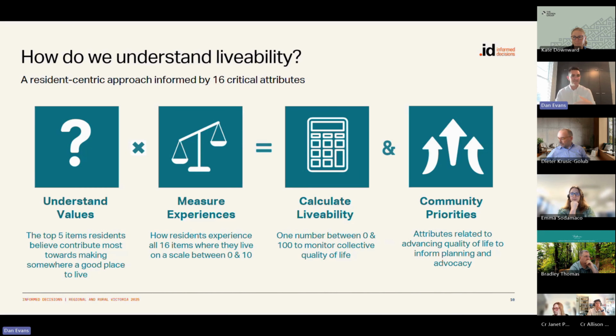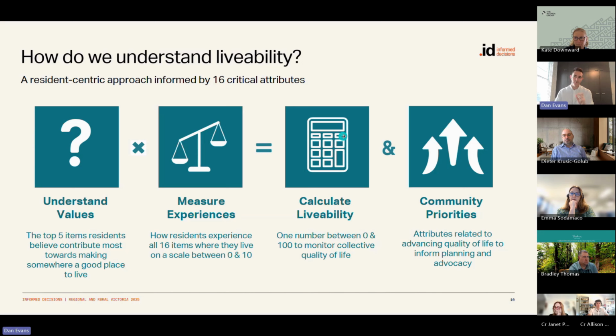We then represent the list of 16 attributes to the survey participants and ask them to tell us, based on their local area, how they feel their local area is performing for feeling safe, for high quality health services, for the provision of reliable and efficient public transport. And you just get to score that between 0 and 10. So we just learn what's going well and what's not going so well in a place.